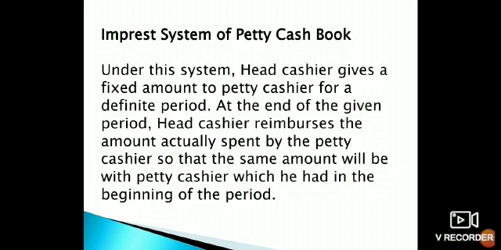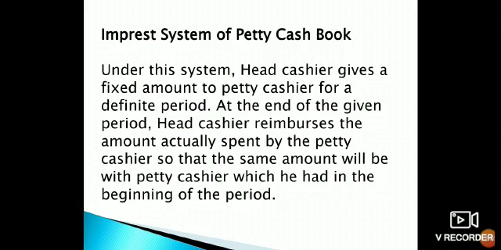Imprest system of petty cash book. Under this system, the head cashier gives a fixed amount to the petty cashier for a definite period. At the end of the given period, the head cashier reimburses the amount actually spent by the petty cashier so that the same amount will be with the petty cashier which he had in the beginning of the period.